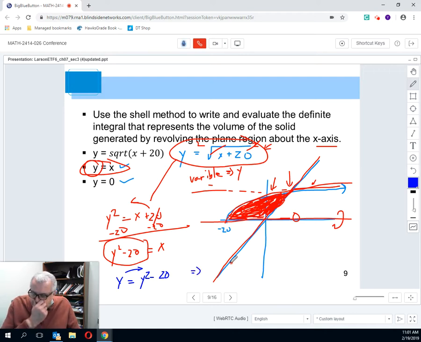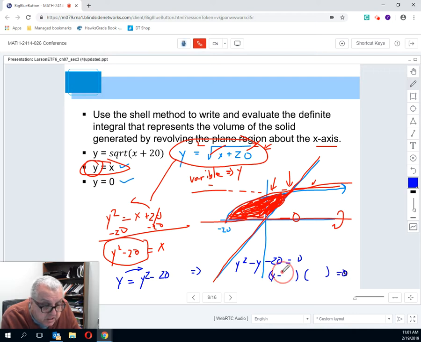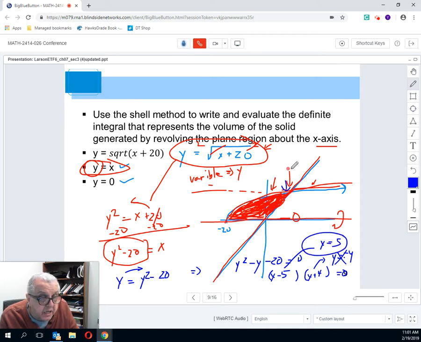And I end up with y squared minus y minus 20 equals 0. Factor it out, and I get y minus 5 and y plus 4. So I get y equals 5, and y equals negative 4. Well, I know this spot up here is not negative 4, so it has to be 5. So we are going to integrate this from 0 to 5.